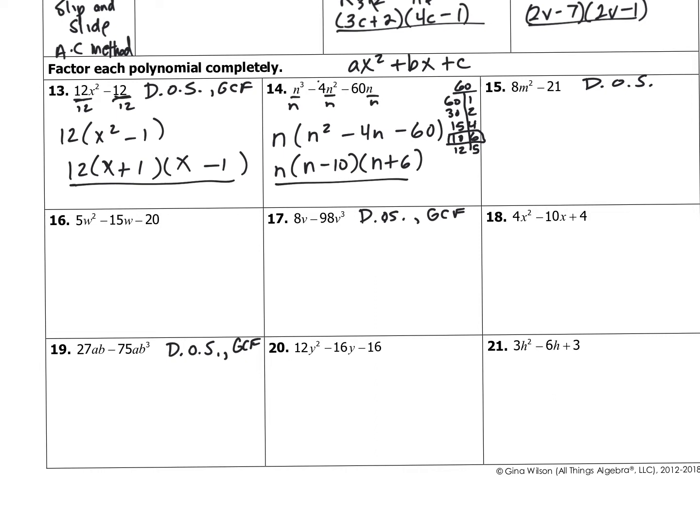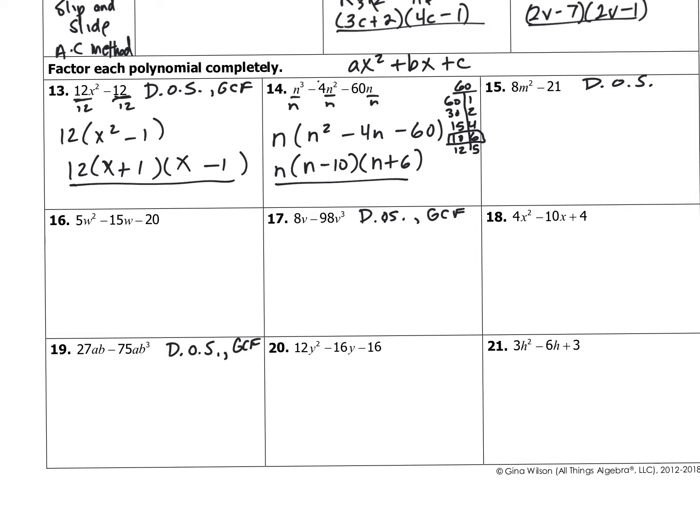So negative 10 times 6 will give me negative 60. And negative 10 plus 6 will give me negative 4. Okay, just so we're clear on how I'm getting these numbers.